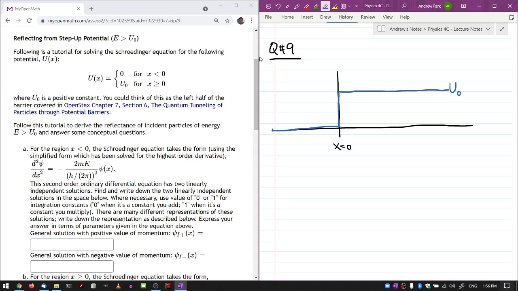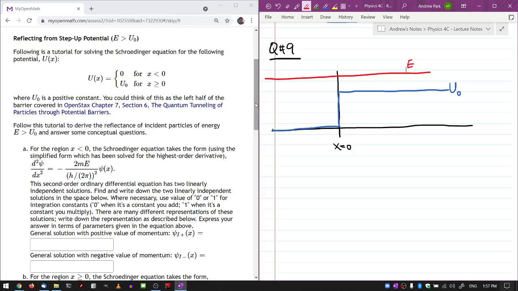Think of this left half as the barrier. Follow this tutorial to derive the reflectance of incident particles of energy E greater than U naught. Okay, that's good to note. Let me just draw a line to indicate the energy of the incident particles and answer some conceptual questions. For the region x less than 0, the Schrodinger equation takes the form, right, it's been solved for the second derivative, and the potential is 0.